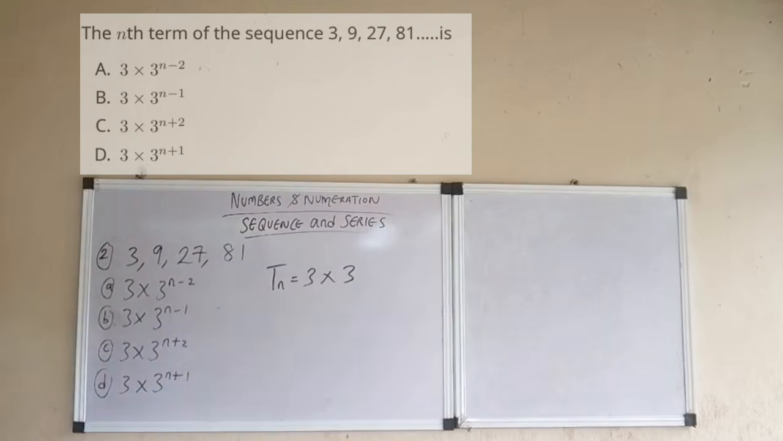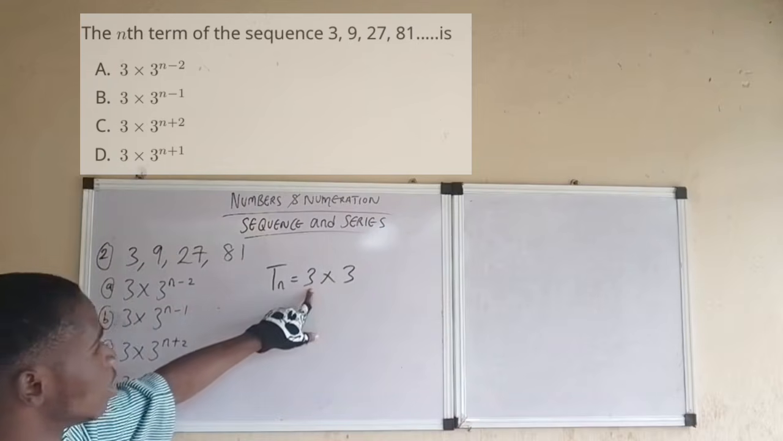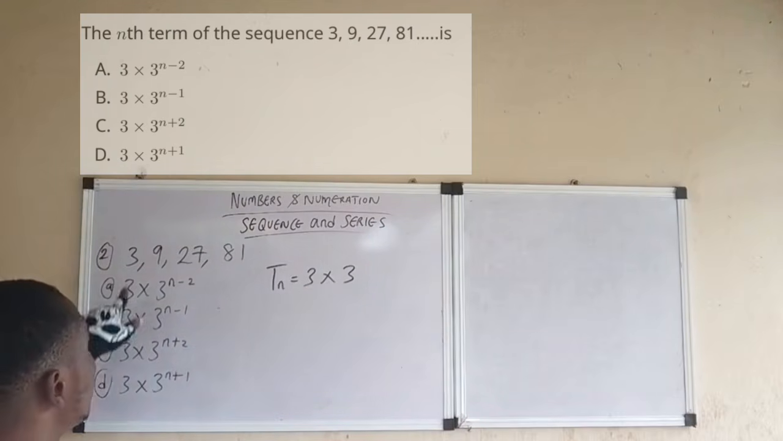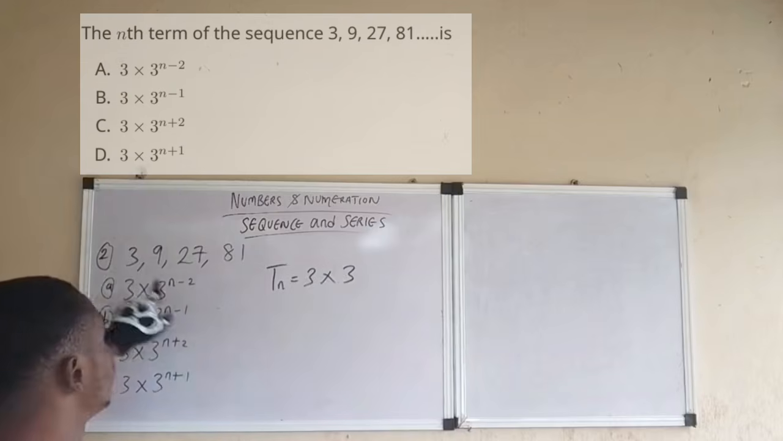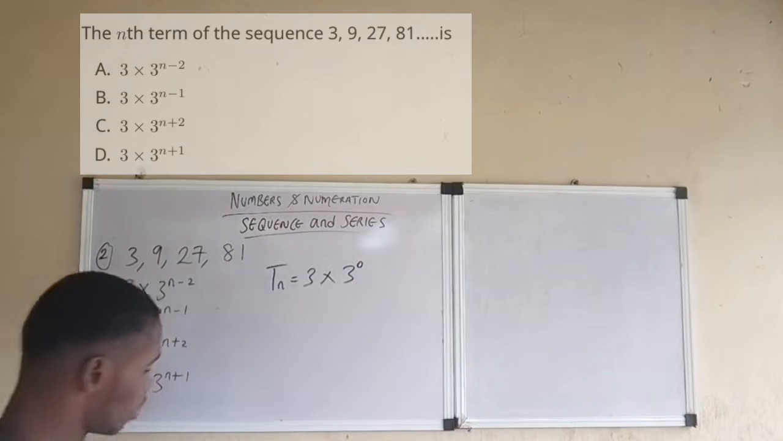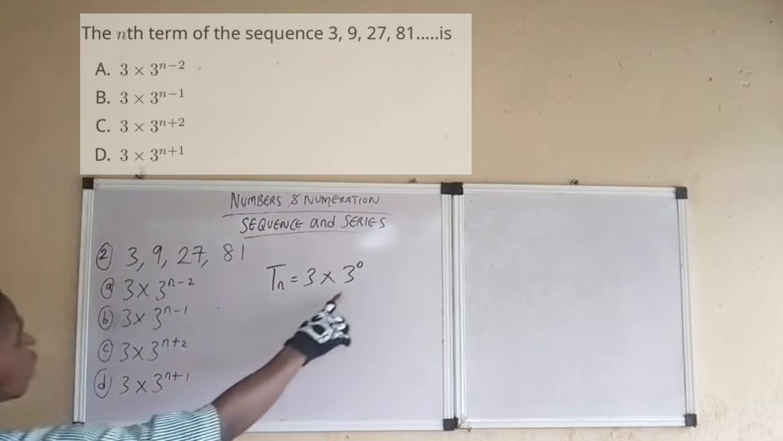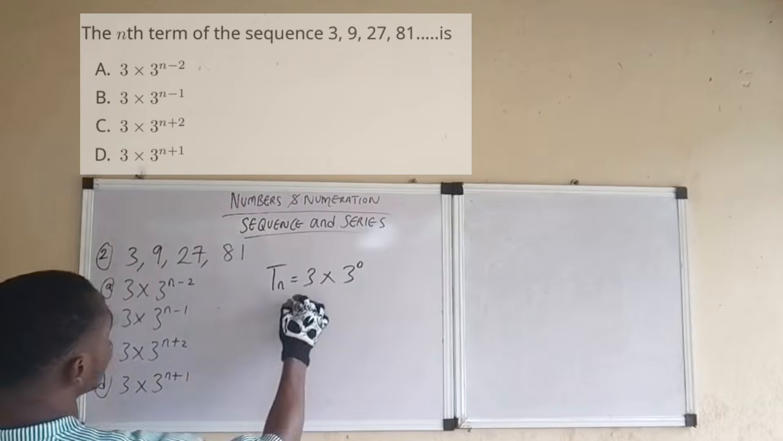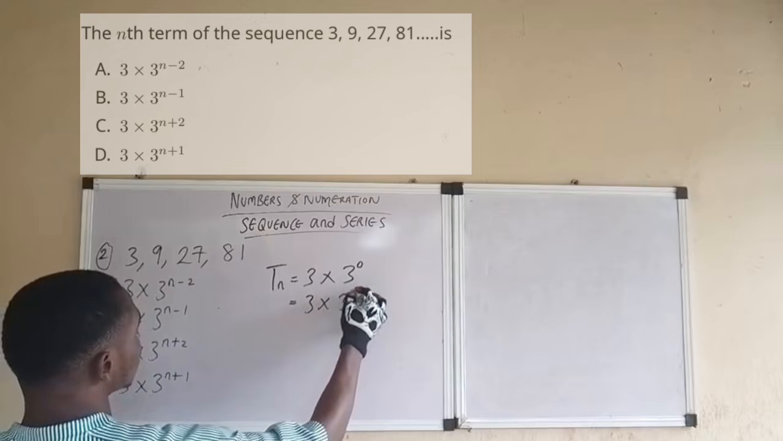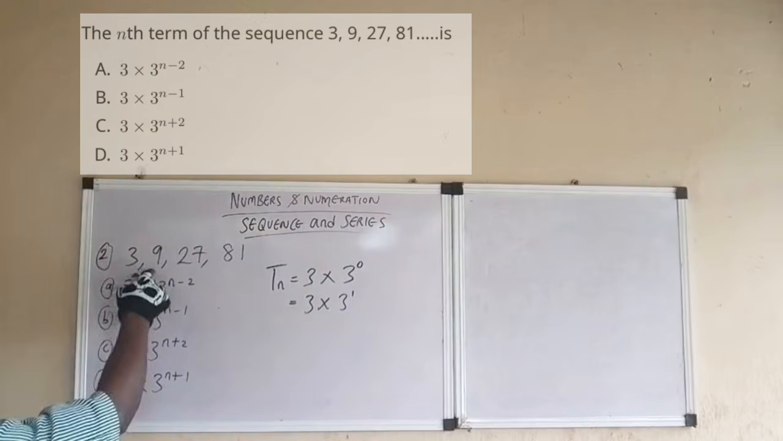Now, if you look at the first term, if we multiply 3 with 3 raised to power 0, we are going to get 3. Do you understand? So we are going to get A, which is the first term, because 3 raised to power 0 is 1. Now, for the second term, if we multiply 3 with 3 raised to power 1, you are going to get the second term, which is 9.